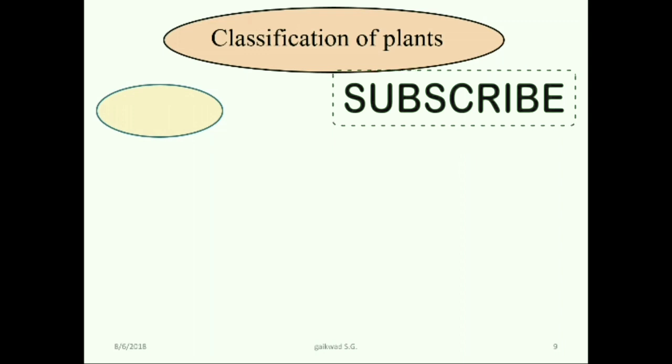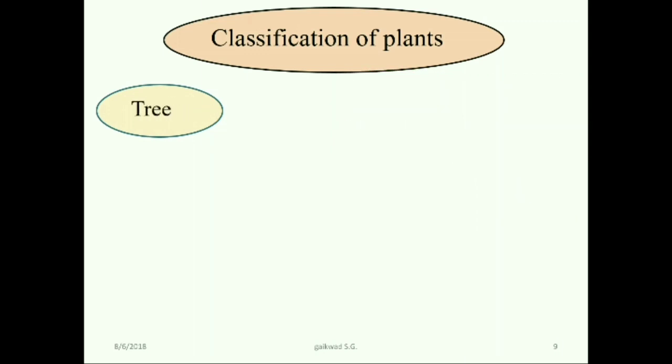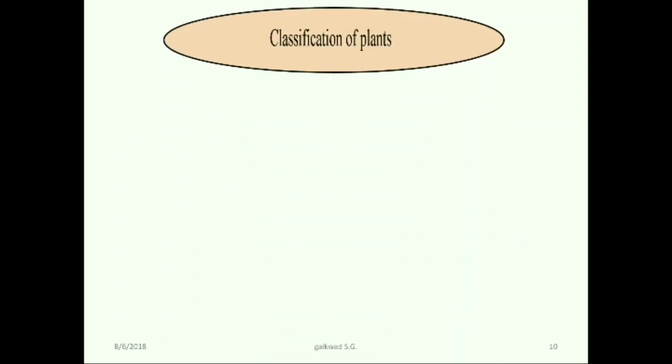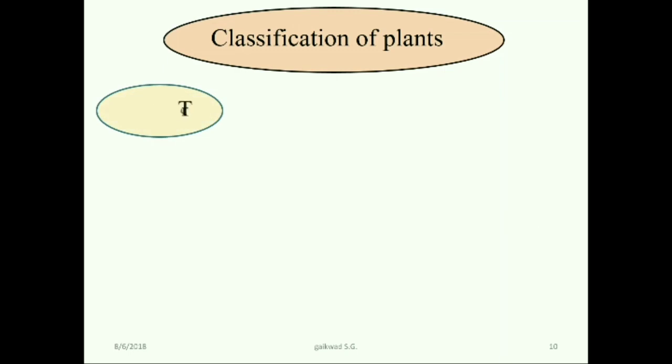First, we have to classify the plants on their stem. There are actually three types of plants based on stem. First is tree, second is shrub, third is herbs. The fourth classification of plant is vines. So first, tree.